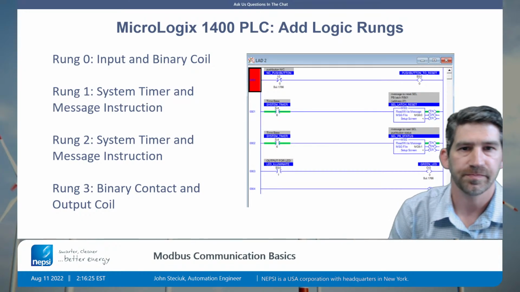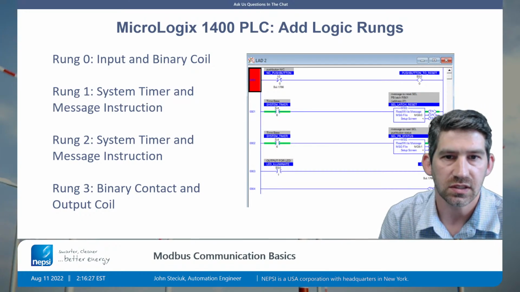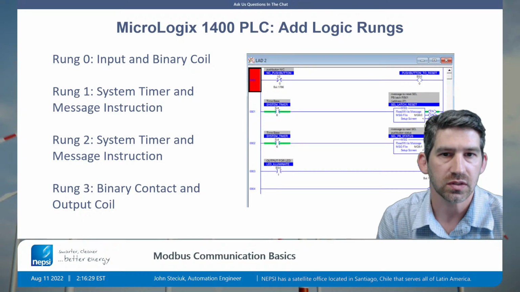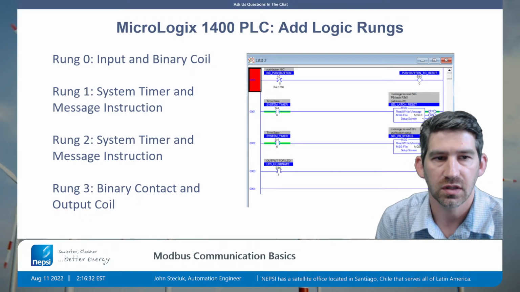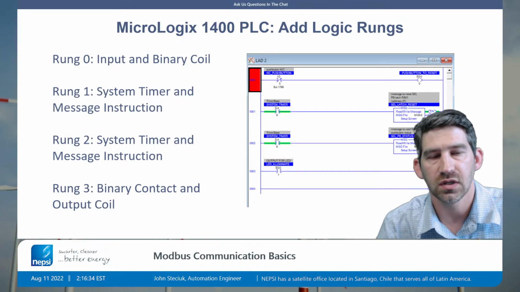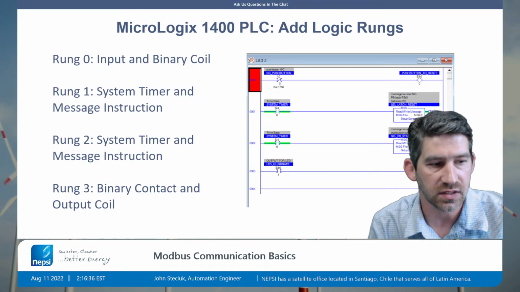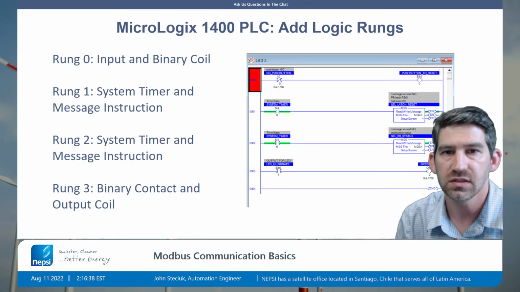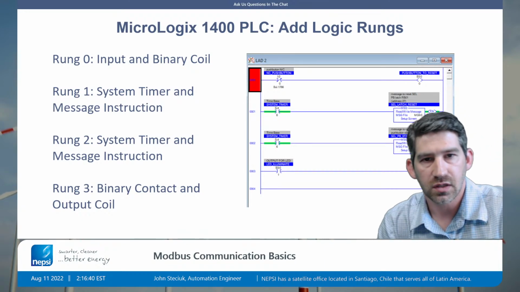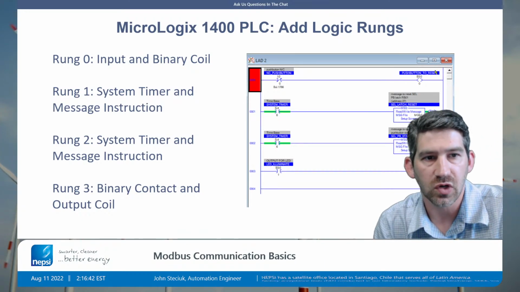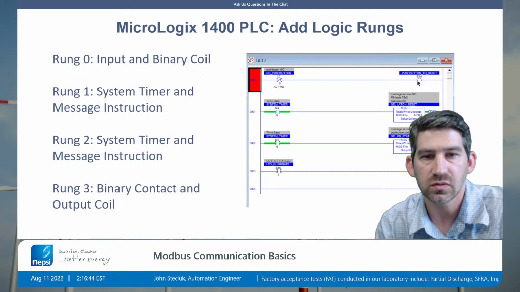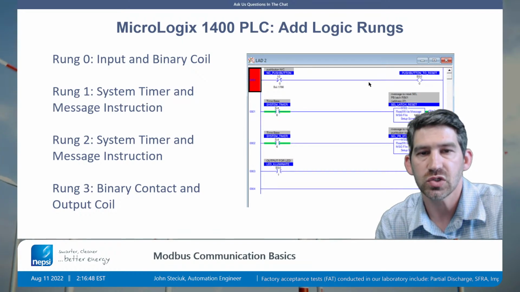On the first rung, rung 0, we have an input to the PLC. This is the contact from the blue push button that's going to reset our SEL LED. And on that same rung, we have a binary coil, which is going to just store the status of that push button contact.